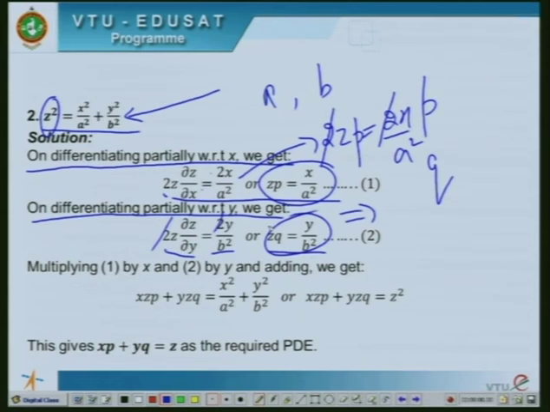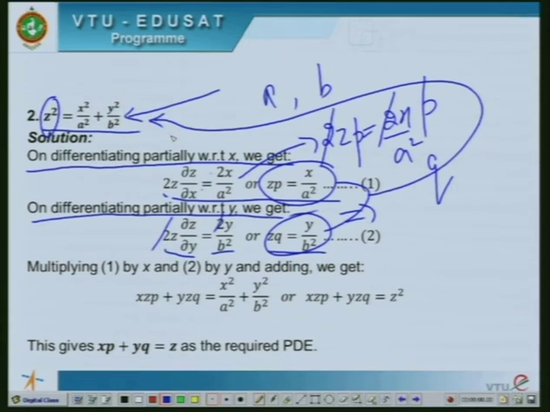The next thing is, after you finish the partial differentiation, how to eliminate the constants a and b. For that, you can just use the given relation here. You have x square by a square plus y square by b square equal to z square. So, what you do? Take the expression in equation 1 and multiply by x on both sides. So, what do you get? When you multiply by x on both sides, this relation transforms to xzp equal to x square by a square.